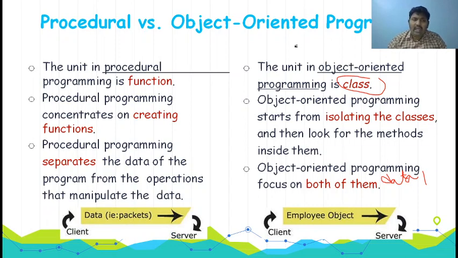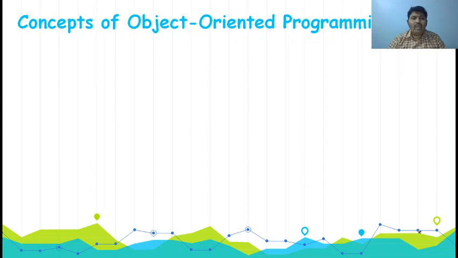So basically, in procedural programming, if you have a client and a server, what is communicated between the client and server is packets that are transmitted. But in object-oriented programming, between client and server, what is communicated is objects that are transmitted from client to the server.